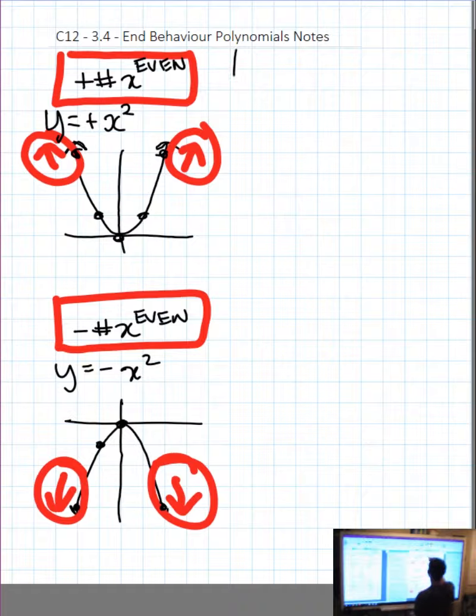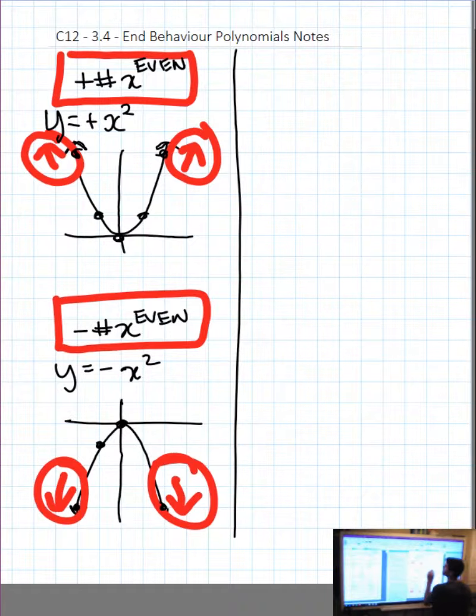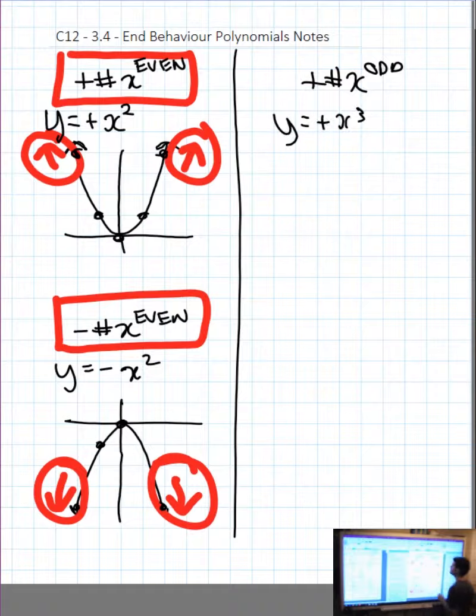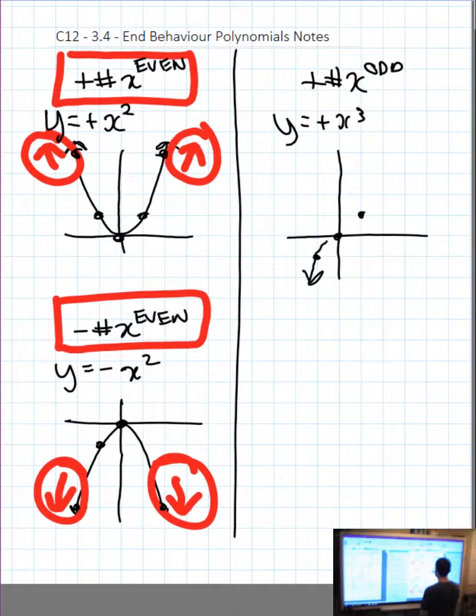So now let's see very similar examples. Let's see a positive number, x to the odd exponent. So let's go for something like y equals positive x cubed. So we haven't graphed that much. But 0 cubed is 0, 1 cubed is 1, 2 cubed is actually 8, so it's going to be way up there. Negative 1 cubed is negative 1. And I can draw that graph. Feel free to graph it on your graphing calculator.